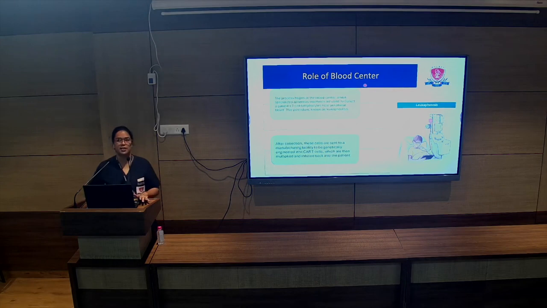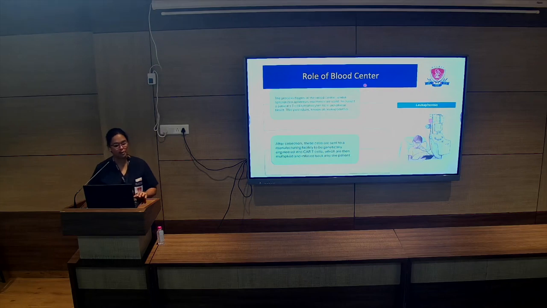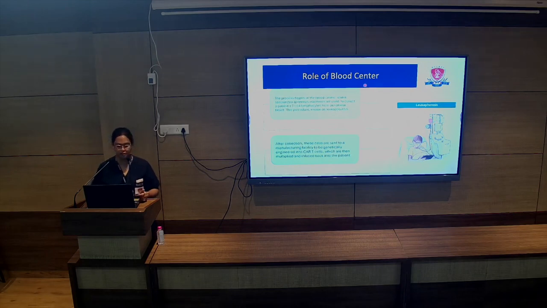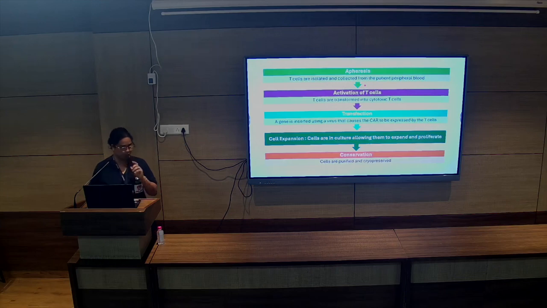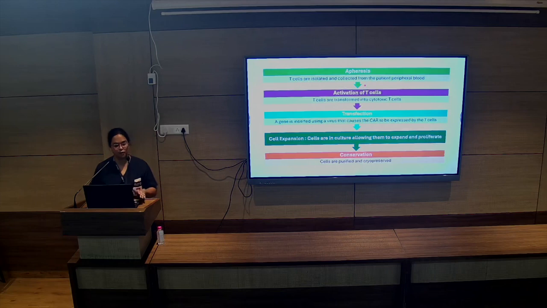So this whole process starts at the blood center, where specialized apheresis machines are used to collect the patient's T lymphocytes from their peripheral blood, and this process is known as leukapheresis. Once the procedure is complete, these cells are sent to the manufacturing facility to be genetically engineered into CAR T cells. The whole process includes apheresis, activation of the T cells, transfection, cell expansion and conservation. Presently we are supporting up to the apheresis step, that is only the collection. The following steps are done at the manufacturing facility.